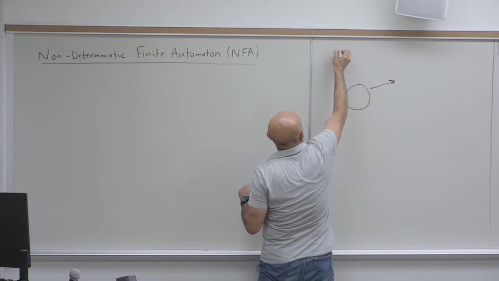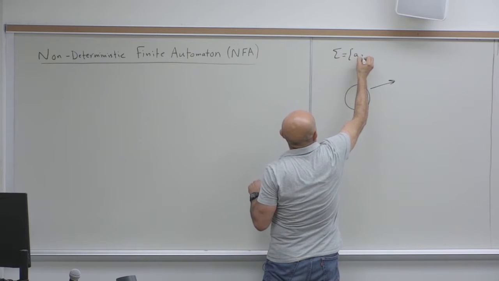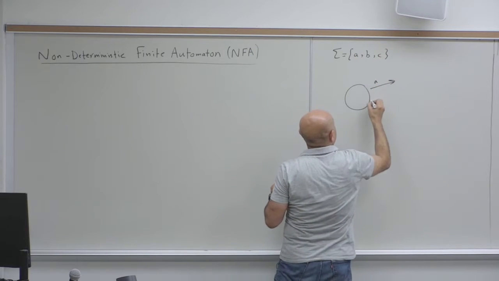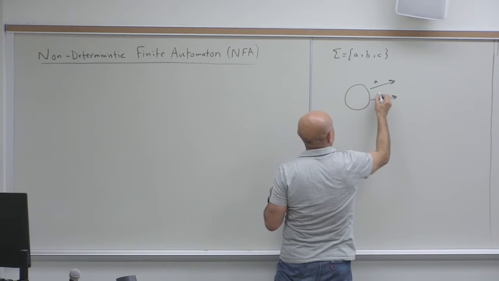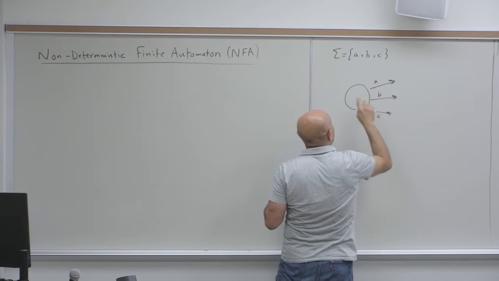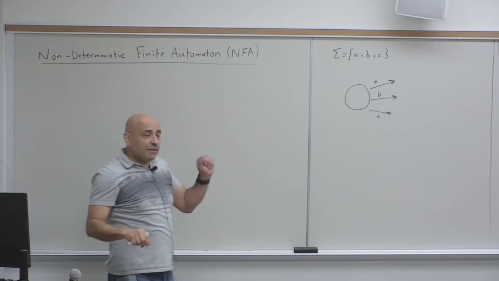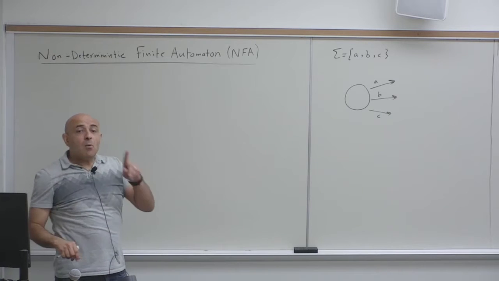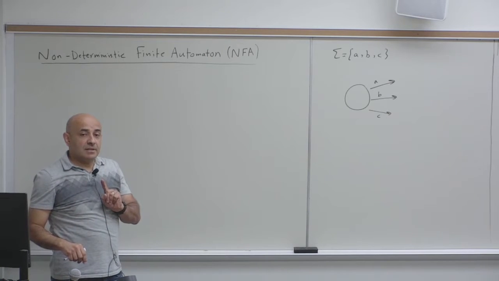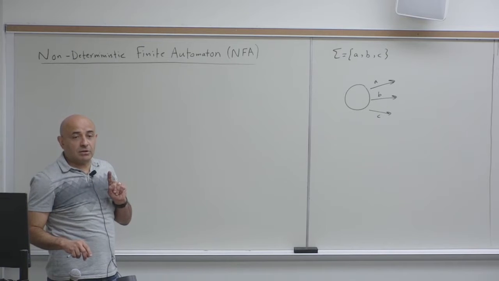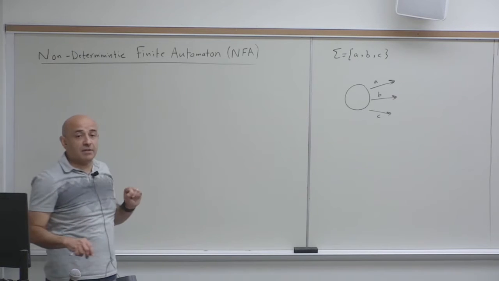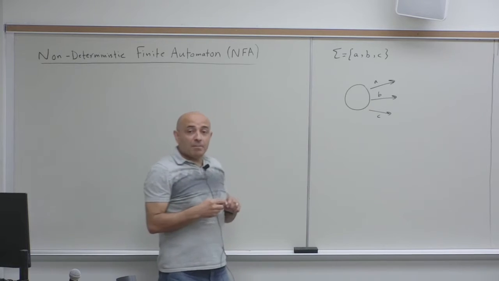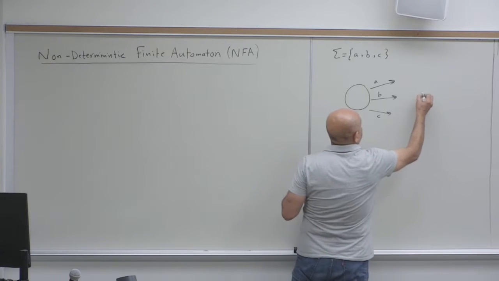So if your alphabet is A, B, C, then you have exactly one transition for A, one transition for B, one transition for C, and this applies to every state. If there is one violation of this, it's not going to be a deterministic finite automaton. It's going to be a non-deterministic finite automaton. So what are the possible violations? So this is a DFA.